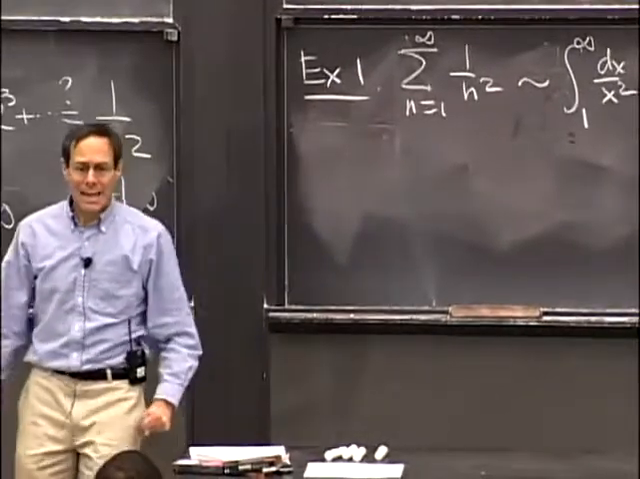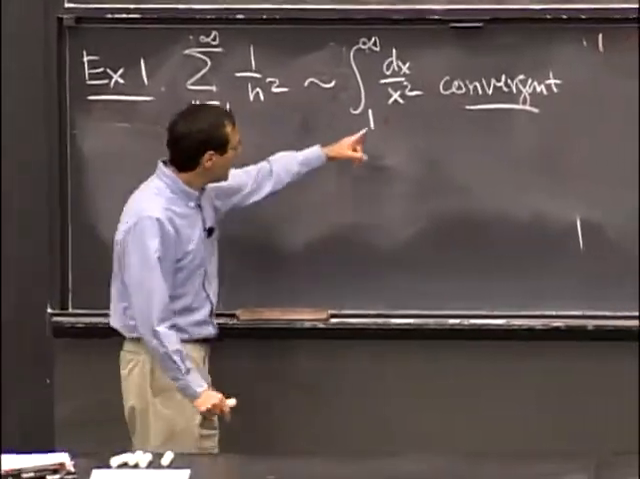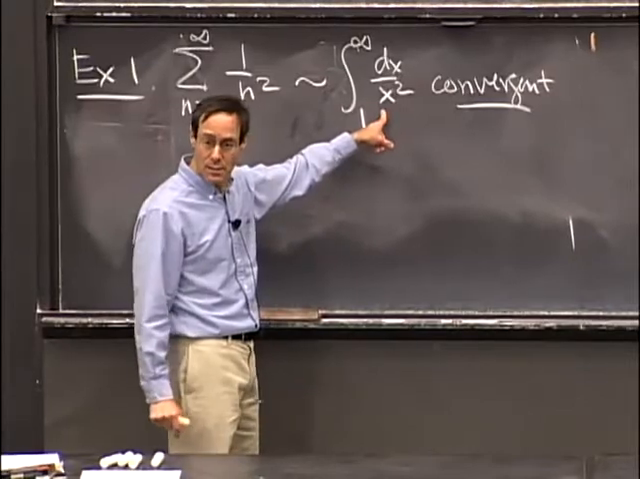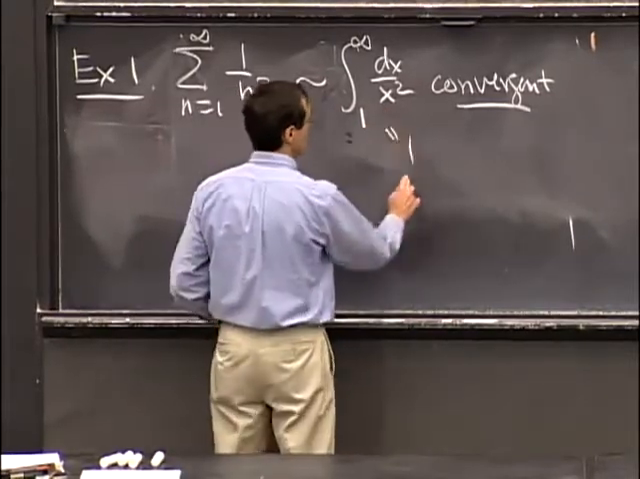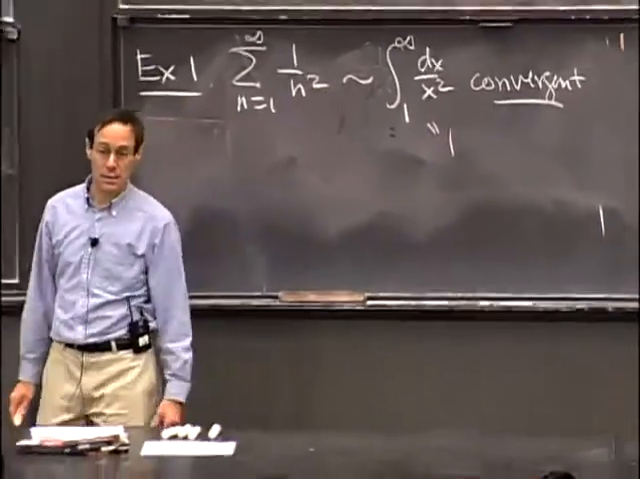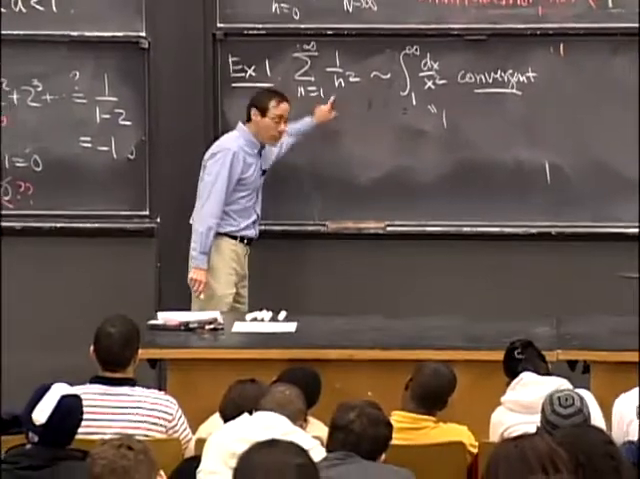Now, it turns out that evaluating this is very easy. This is 1. It's easy to calculate. Evaluating this is very tricky.